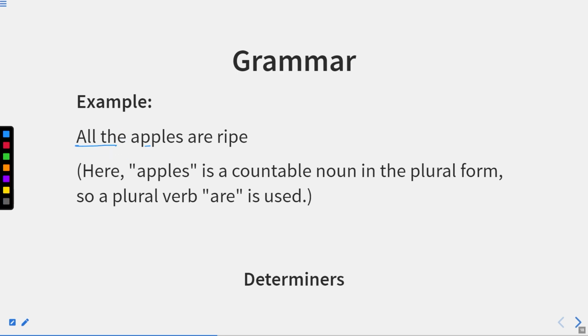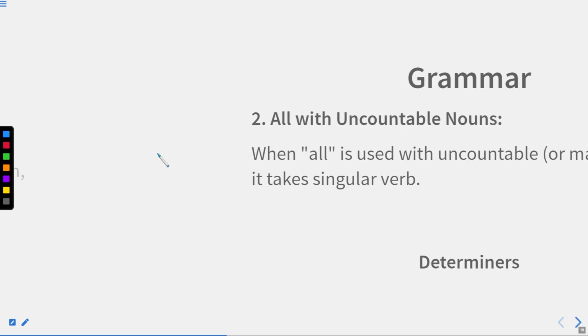Example, all the apples are ripe. It means I'm talking about all the apples. Now, apples are a plural noun and apples are countable as well. So, are is a plural verb. Here, apples is a countable noun in the plural form, so the plural verb are is used.